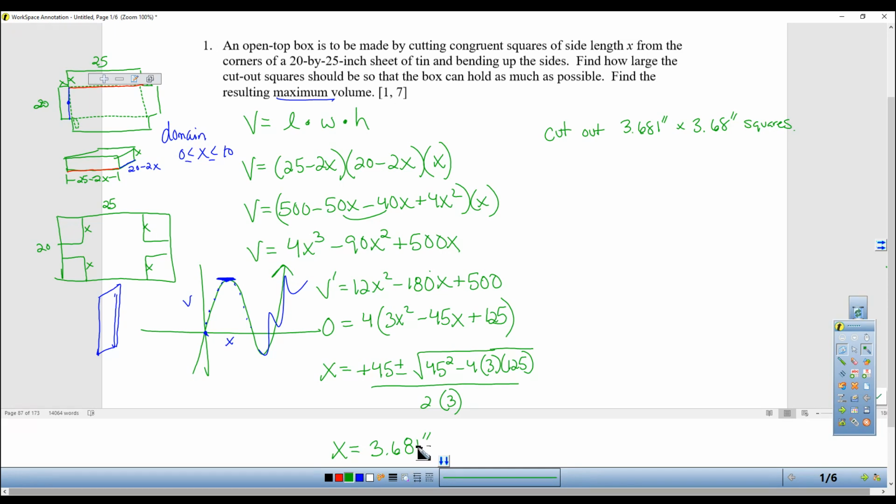Now remember, this number is actually already on your calculator. So the quickest way to do this would be to store as x without even rounding it. Don't do 3.681, just while it's still on your calculator. Hit the store button as x, and then on the next line type in this equation. Don't type in your simplified one in case you made a mistake. Type in 25 minus 2x times 20 minus 2x times x. And the volume will be 820.528 cubic inches.